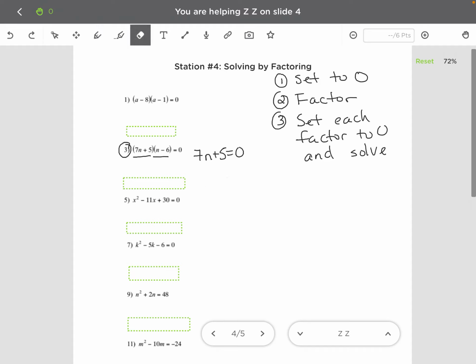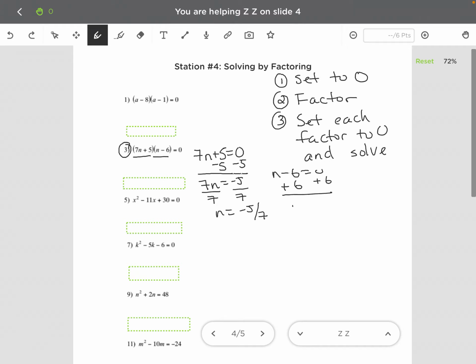I'm going to put this one over here. So here I would have to minus 5, and then divide by the 7. So one of my answers is negative 5 over 7. This one I just have to add the 6, so your other answer is 6. So you're going to just type it in as negative 5/7 comma 6. No spaces anywhere.